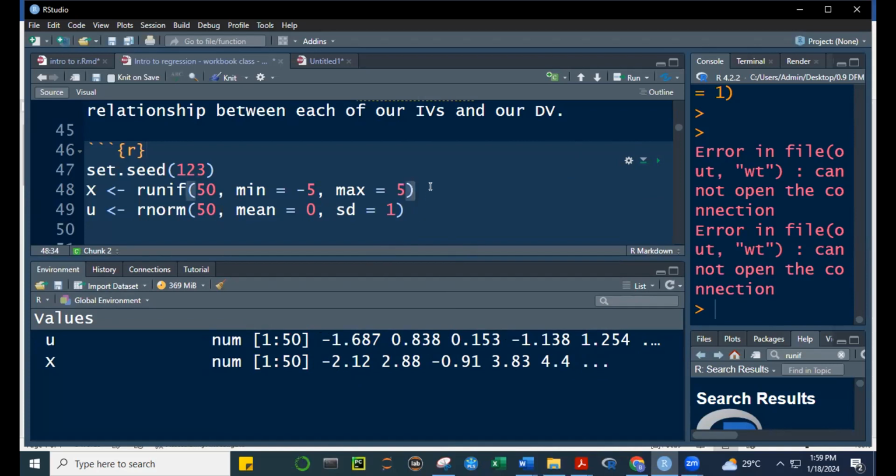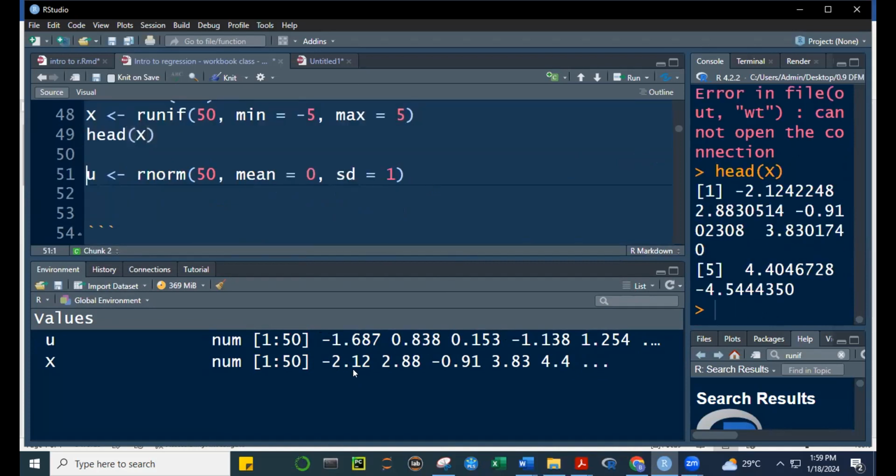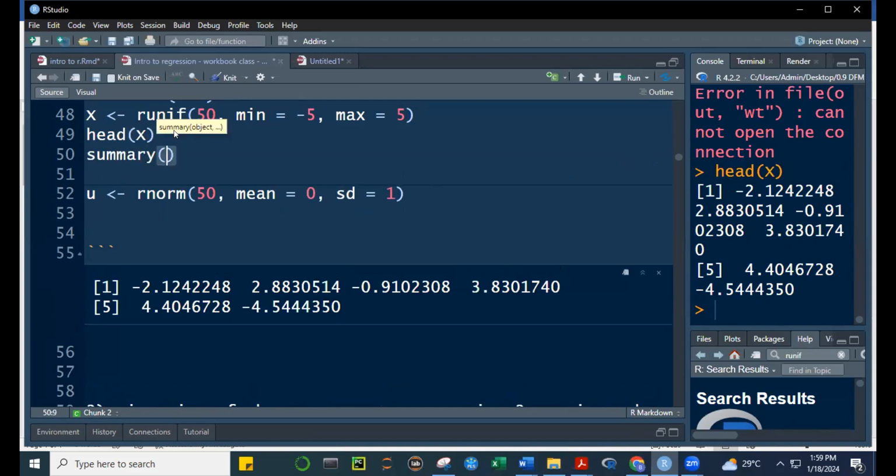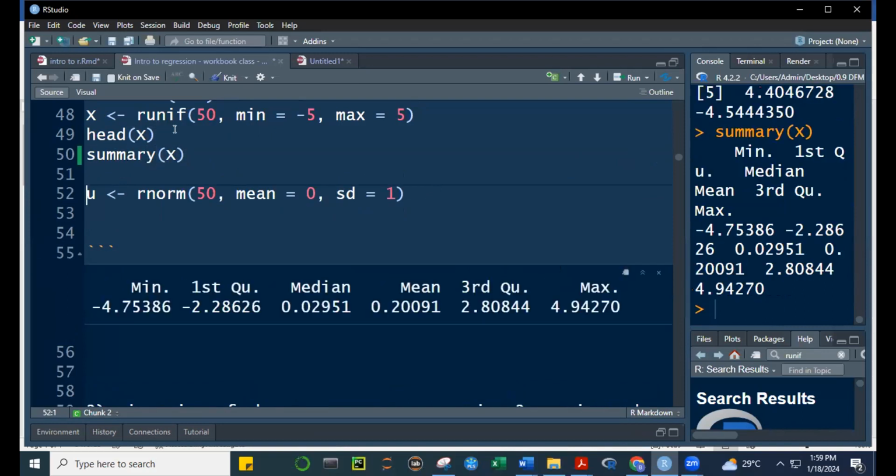So if I print ko yung head ko, head X. So this will print the... All right. So what do you notice, class? Head ng X ko, negative 2.12, 2.8. In fact, class, if I do the summary of X, diba? Yan, class. Minimum is negative 4.75. Maximum is 4.9. Okay? So medyo equally spaced sila, no?